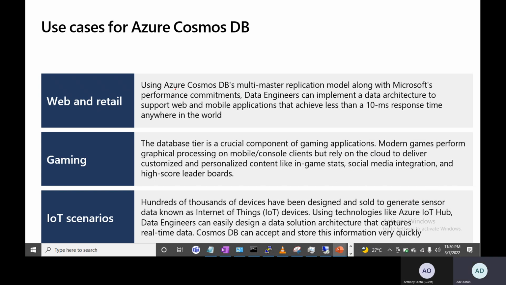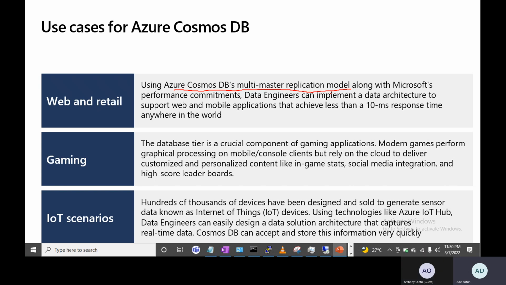So they were asking about CosmosDB, what it does. It's a multi-master replication model, along with Microsoft Performance Commitment. What they are trying to say is that CosmosDB doesn't belong to Microsoft, but Microsoft enjoys the rate at which this DB performs. Do you understand? That's why they are referring to it as a master replication model along with performance commitment.